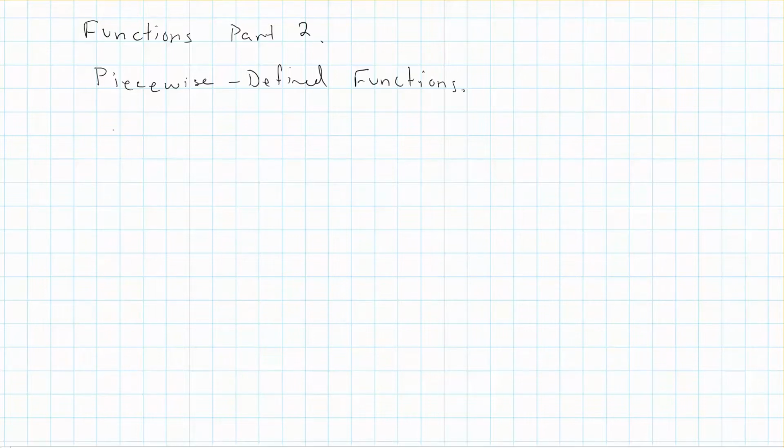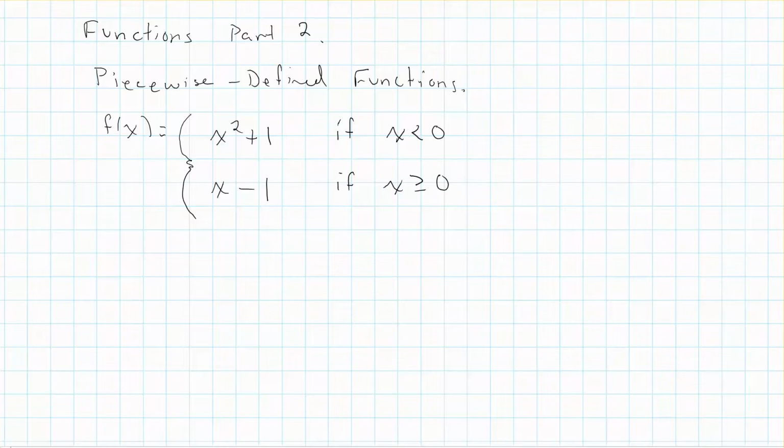So the example we're going to look at here is f of x is equal to. Now the way that piecewise functions are defined is you write a set of curly braces and then you put each piece down: x squared plus 1, and then there's got to be some condition here. And the condition we have for this is if x is less than 0. And then we have another piece, and that piece is x minus 1 if x is greater than or equal to 0. Now we're going to do some evaluations here, and then we'll graph it as well to see how you would graph these.